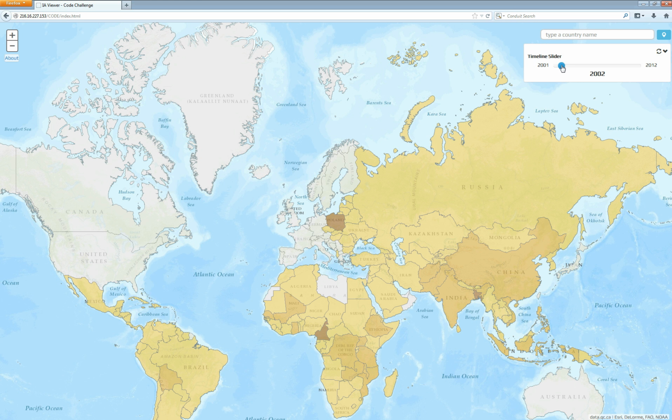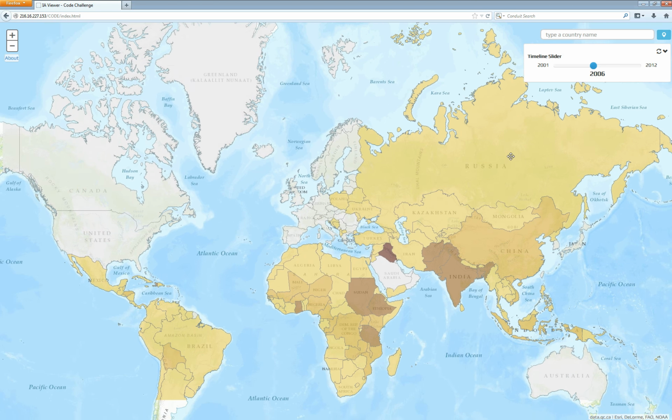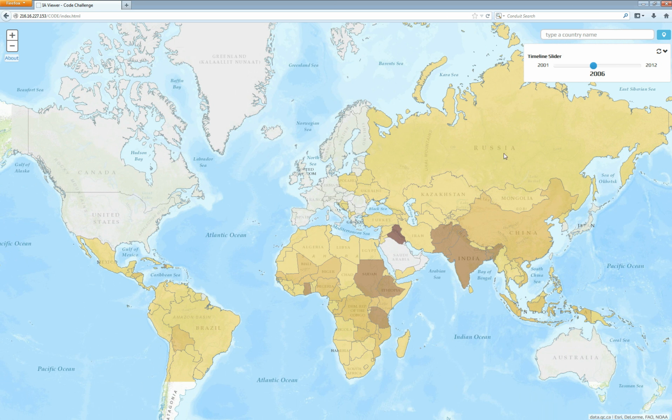As you move forward in time, you might have expected in the middle of this time frame to see more dollars going to places like Afghanistan, Iraq, Ethiopia. And you can see that fairly clearly on the map as we pan around through the years and look at the information.